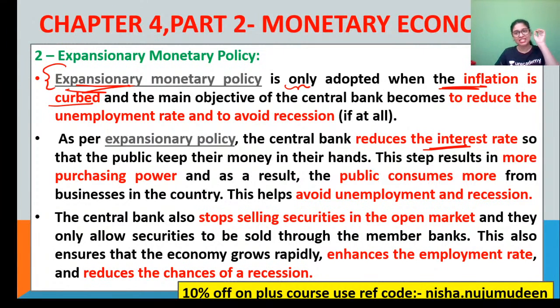Contraction and expansion both have interest rate. That is what RBI uses. Contraction will increase the interest rate, expansion will decrease the interest rate. Please write this in your mind maps for your quick revision so you will not get confused. Clear? Why reducing the interest rate, guys?